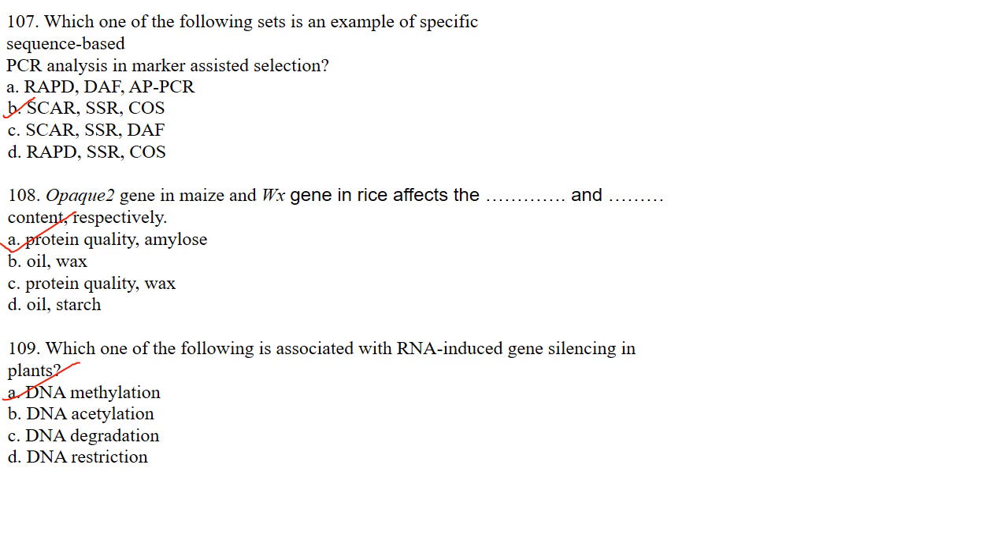Then next one. Which one of the following sets is an example of specific sequence-based PCR analysis in marker-assisted selection? So DAF is DNA amplification fingerprinting. It is a PCR type amplification of genomic sequences using short, single and arbitrarily chosen primers. Then RAPD, random amplified polymorphic DNA, is a PCR technique which also uses arbitrary primers which bind to non-specific sites on the DNA and amplify the DNA.